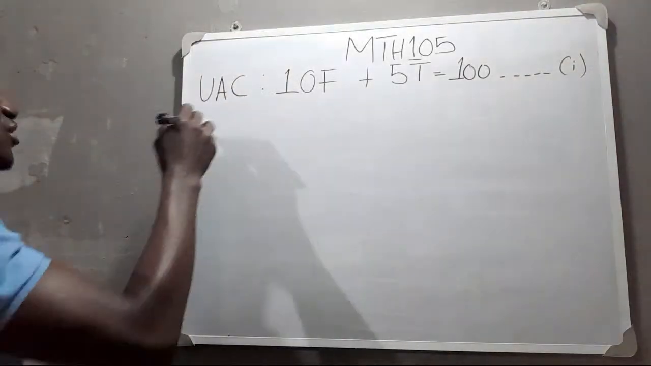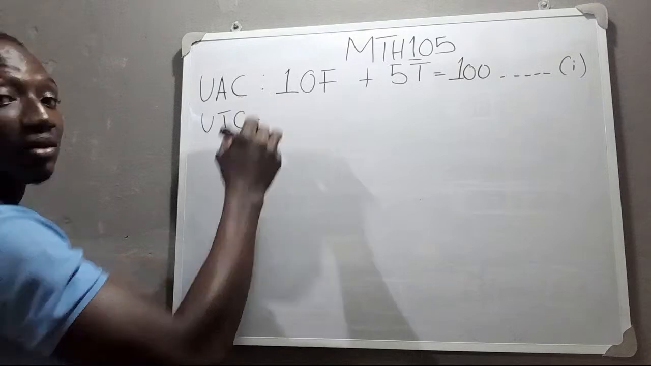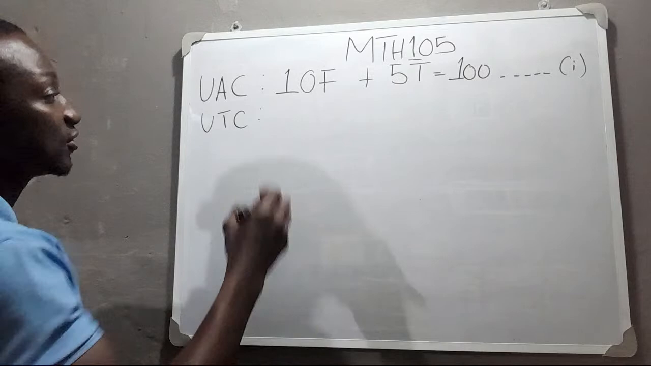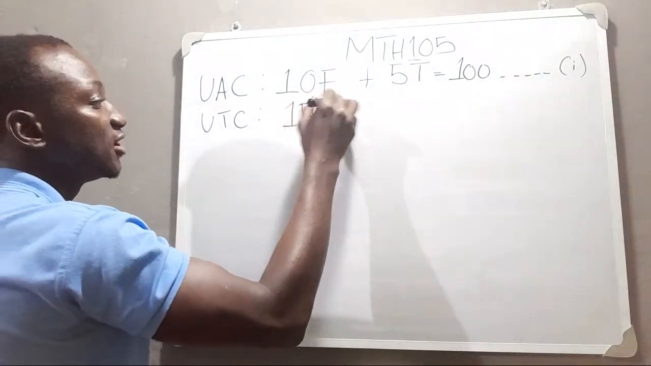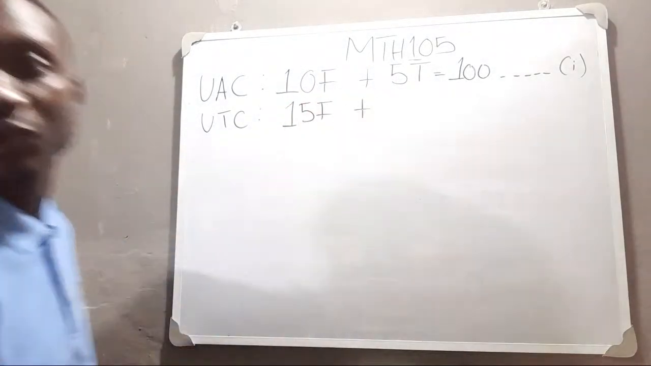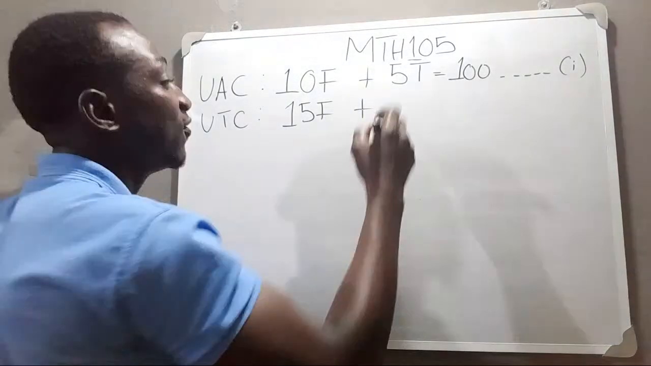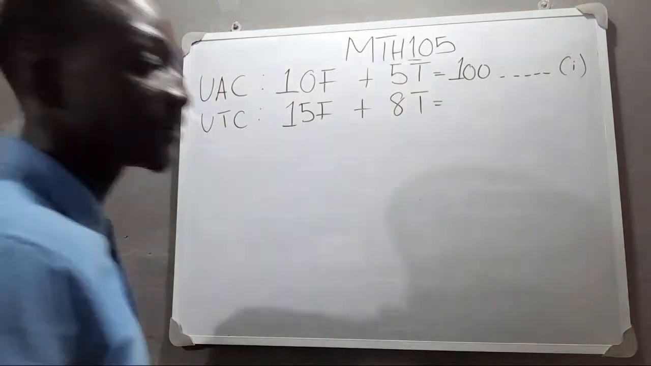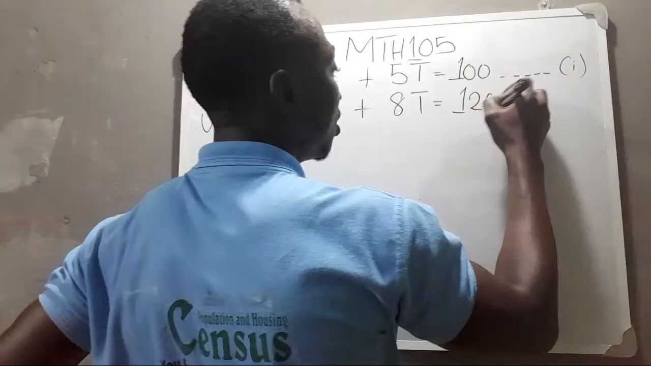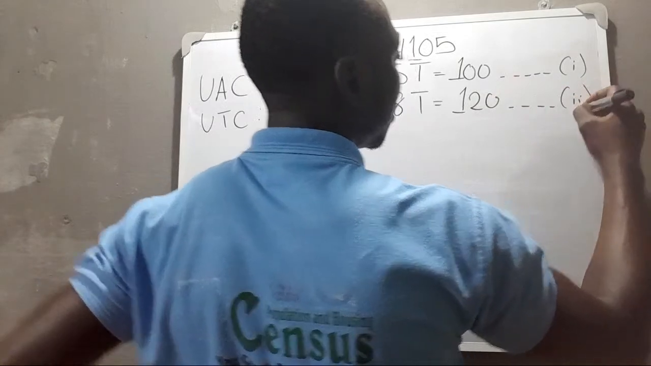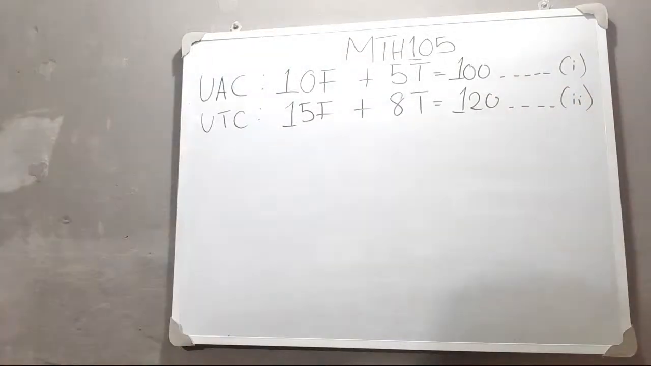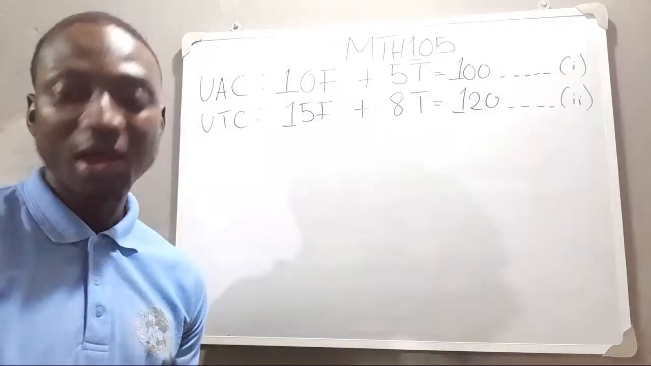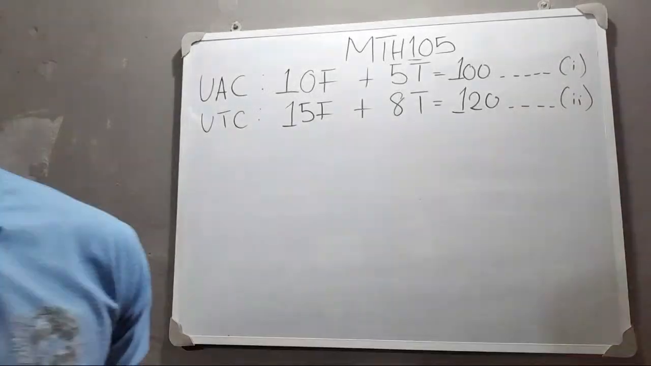So we have UTC. UTC uses 15 bags of flour plus 8 tins of butter to produce 120 wraps of gala. So we have that as that. Now we have our equation 1 and we have our equation 2.